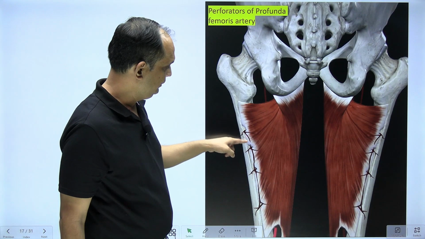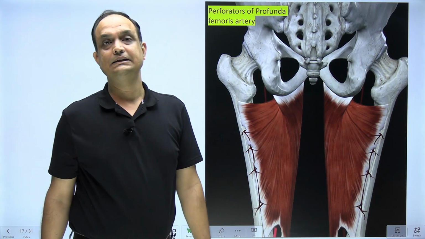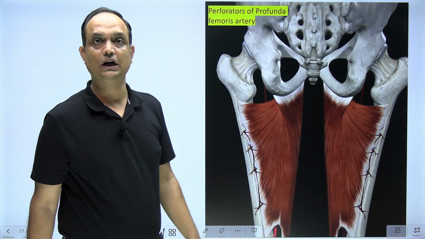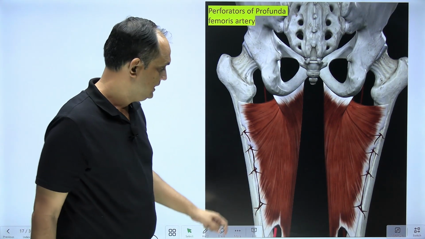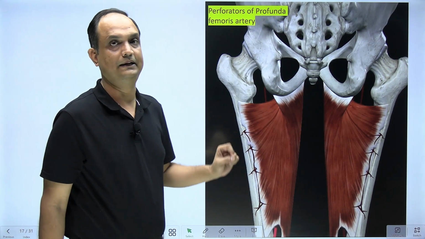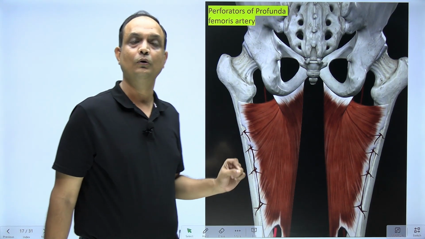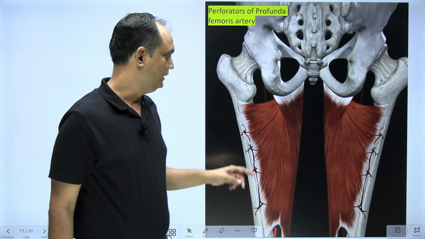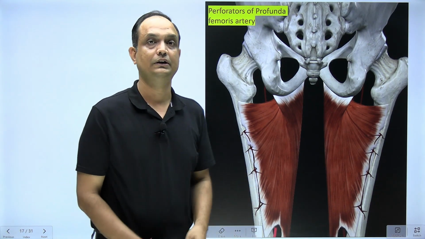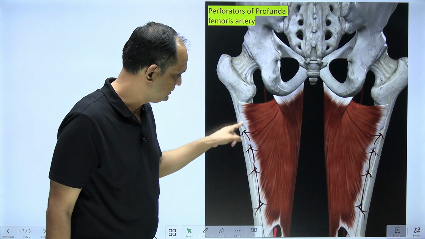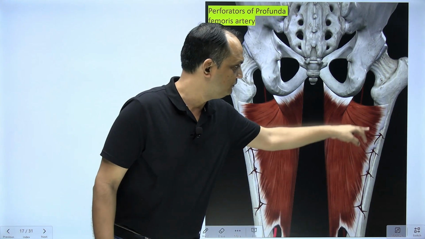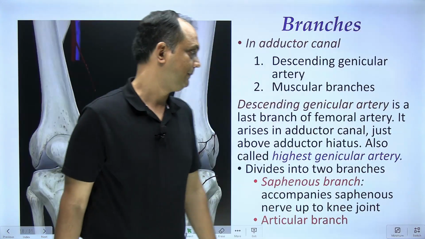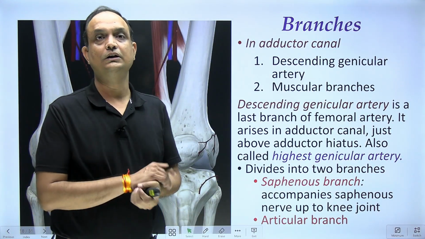And I told you there are 1, 2, 3, 4, 5 hiatuses. The fifth is the largest hiatus, which is only for the femoral artery to continue as the popliteal artery. The remaining upper 4 osseo-aponeurotic openings allow the terminal parts of profunda femoris to continue in the posterior part as perforators. Then a longitudinal anastomosis occurs between these perforators to supply blood to the posterior compartment of the thigh.